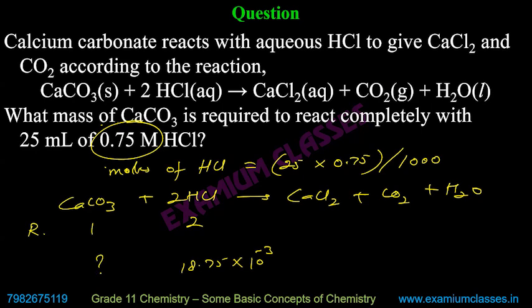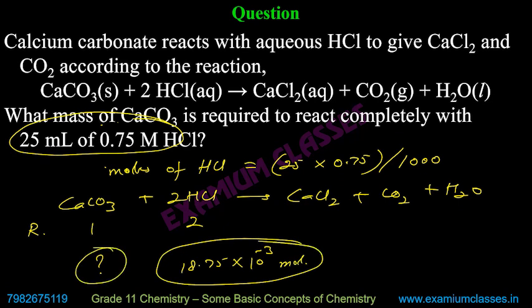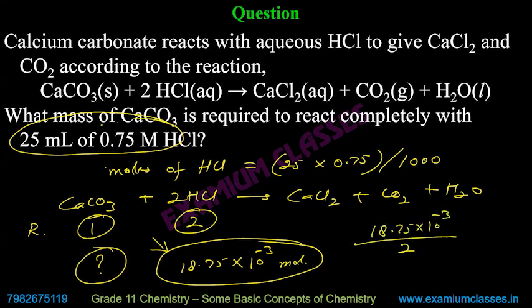Question asks that you have these many moles of HCl. After multiplying these two, I got the millimoles. Millimoles I converted to moles. It means I have moles of HCl. And the question is, these many moles will react with how much calcium carbonate? I know by the balanced reaction that 2 moles react with 1 mole of calcium carbonate. It means 18.75 into 10 power minus 3 moles will react with half of it. Unitary method I am applying. If it is not clear, let me know.